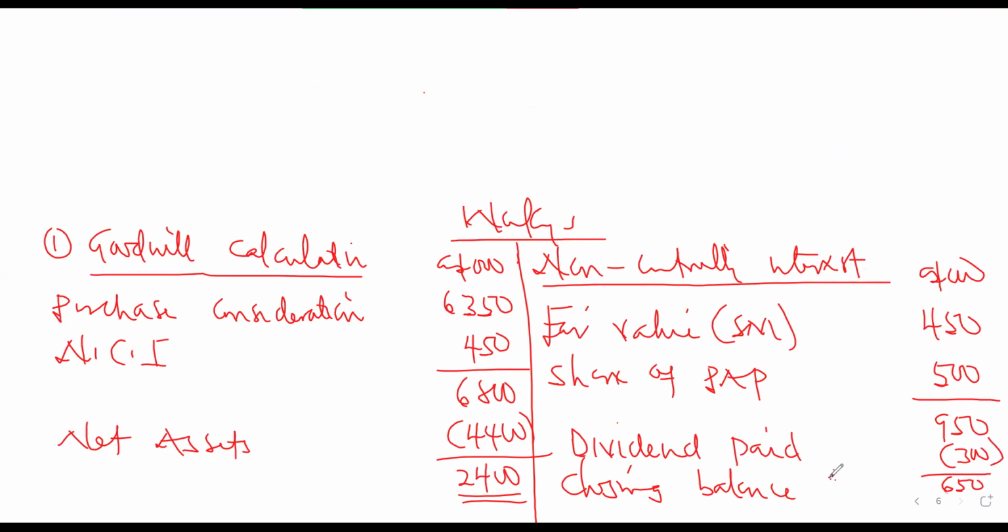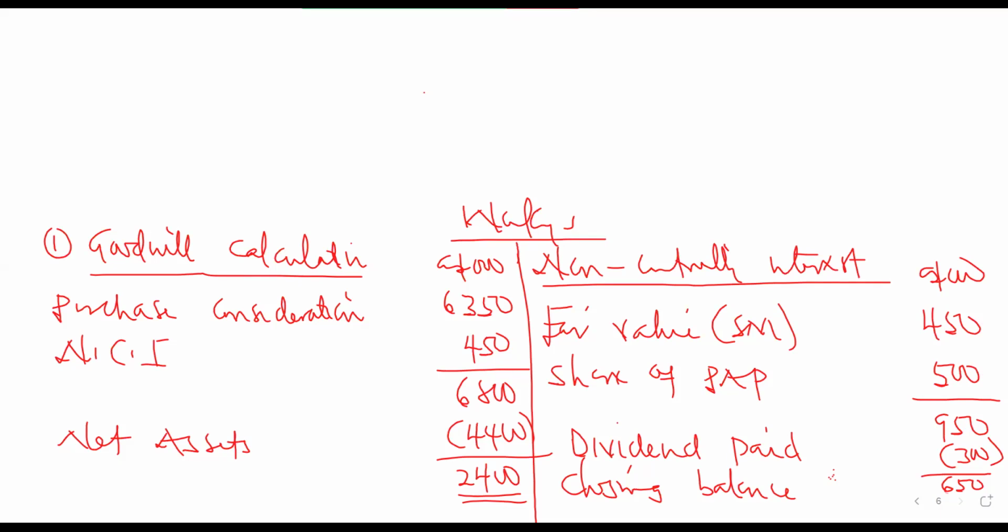We have paid a dividend to the NCI. NCI is also treated as if it's an investment in associates, because their holding of 25% is a significant influence. So the dividend will be paid out of profit. So we'll be having 950 in the statement of changes in equity, but we'll be taking off the dividend that has been paid by the subsidiary. So we take that from the NCI figure.